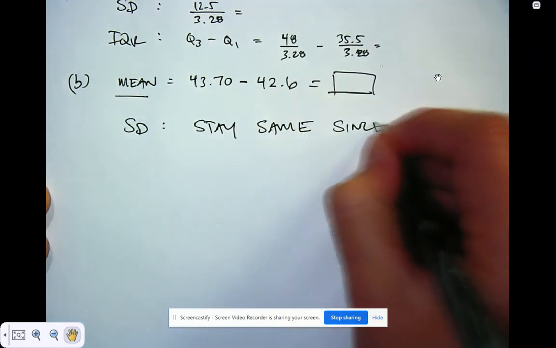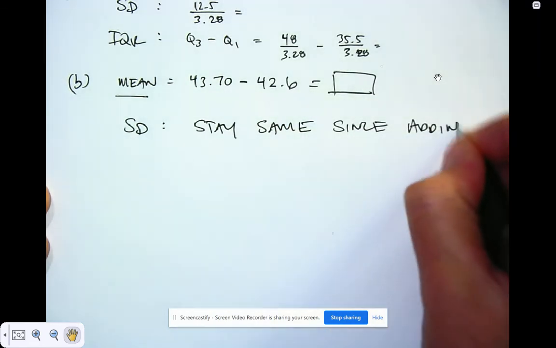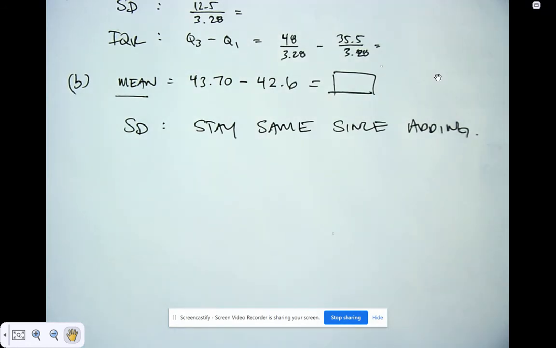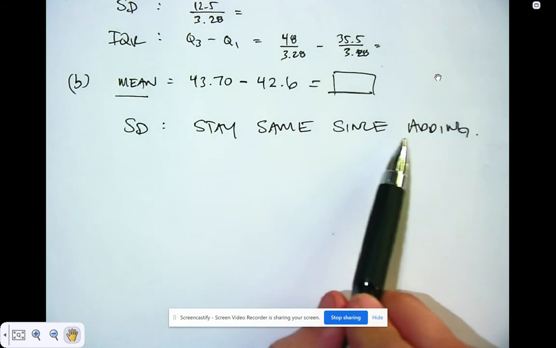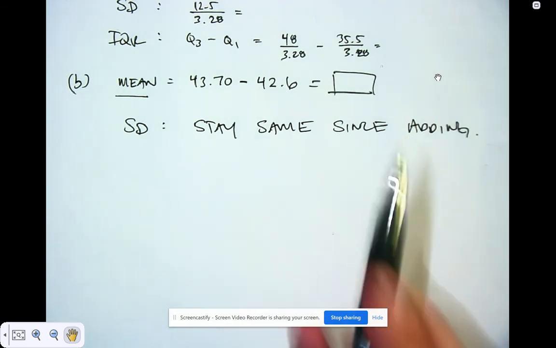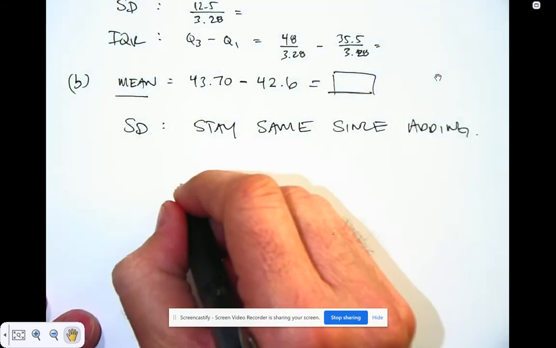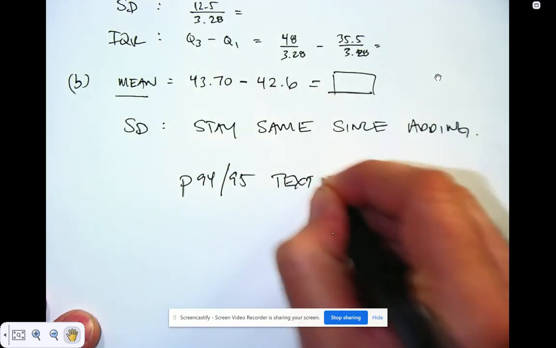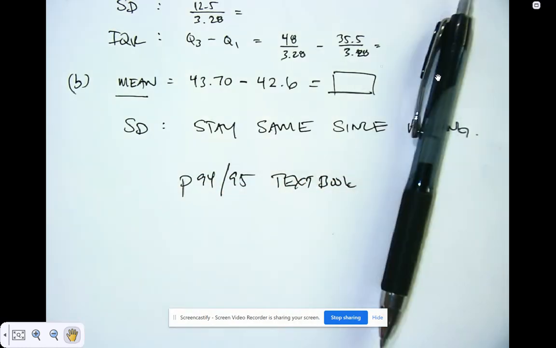since adding. Okay, so that's just a quick review on what changes when you add a number to all your data or subtract, right? Add and subtract, same thing, versus multiply, divide. If you want to review those two things, it's on page 94 and 95 in the textbook. Okay, all right.